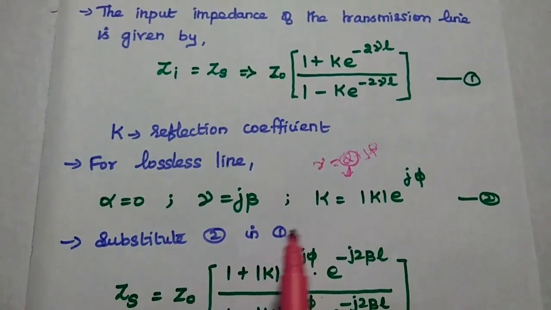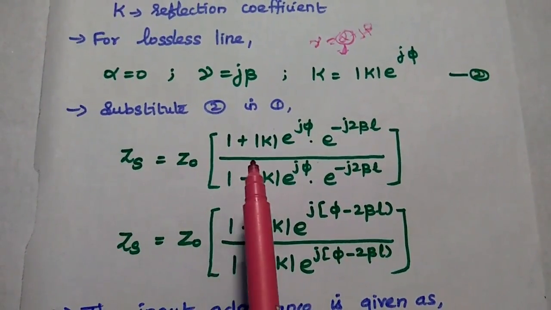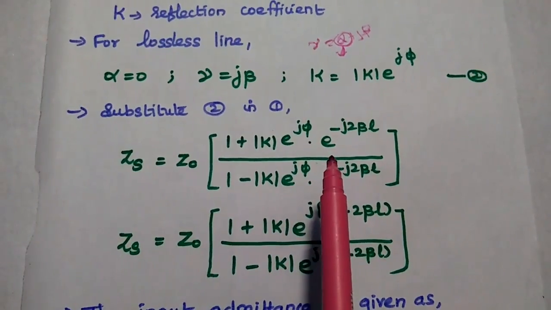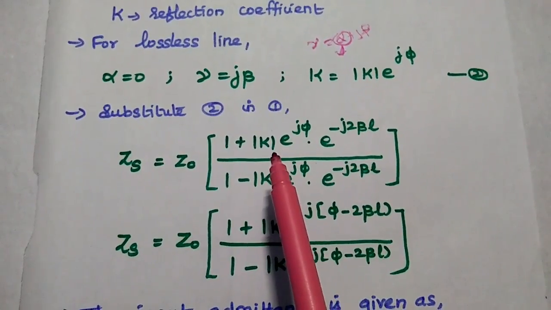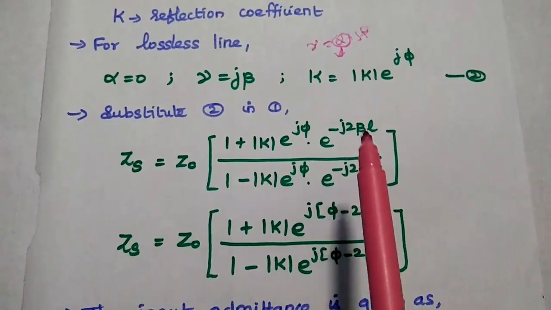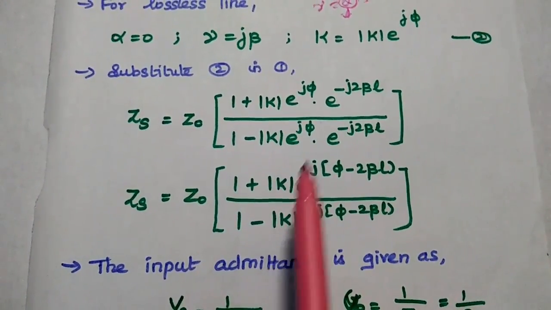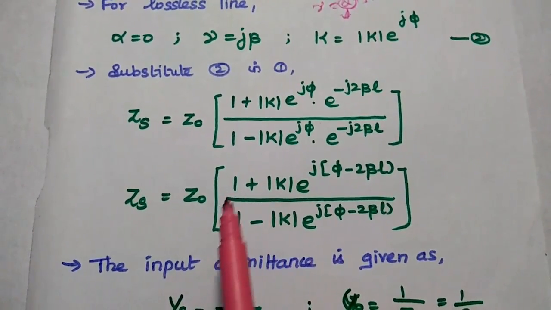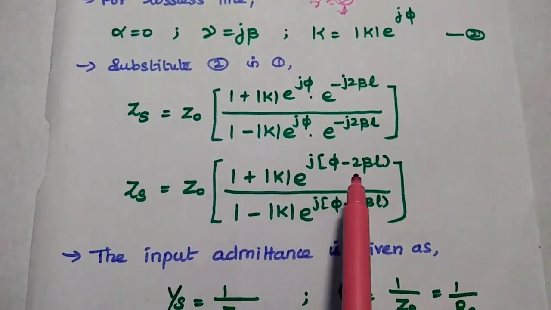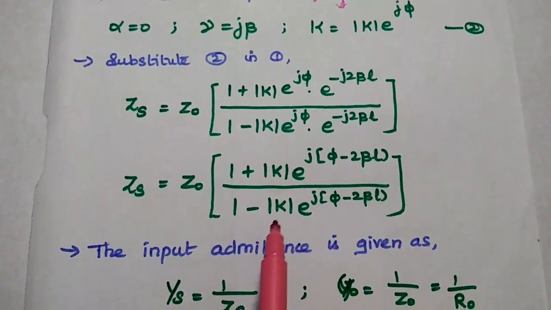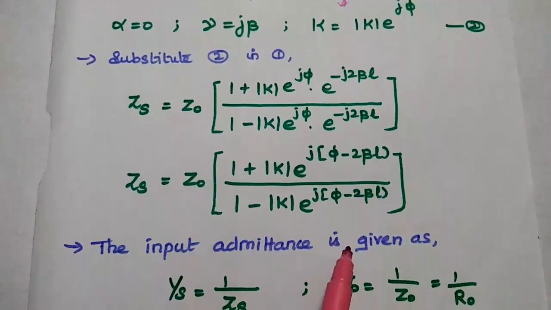Here we are going to substitute the values of equation 2 in the first equation. Then we can get Zs is equal to Z0 into (1 plus k e power j phi e power minus j 2 beta L). Here k is replaced with the magnitude of k into the phase e power j phi, and gamma is replaced with j beta. In the next step we take e power j as common. Then we can write Zs is equal to Z0 into (1 plus modulus of k e power j (phi minus 2 beta L)), and in the denominator 1 minus modulus of k e power j (phi minus 2 beta L). Do you all understand this concept?